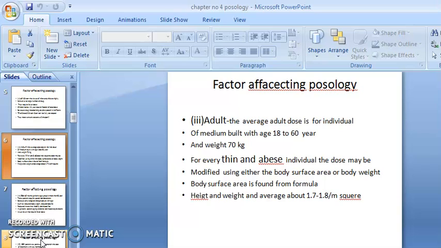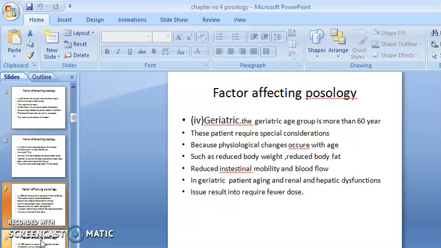In every thin and obese individual, the dose may be modified using either the body surface area or body weight. Body surface area is found from the formula using height and weight, and averages about 1.7 to 1.8 square meters. Whereas thin patient जर असेल तर डोज कमी लागतो, obese जर पेशंट असेल तर डोज जास्त लागतो. That will be calculated according to the weight or height.